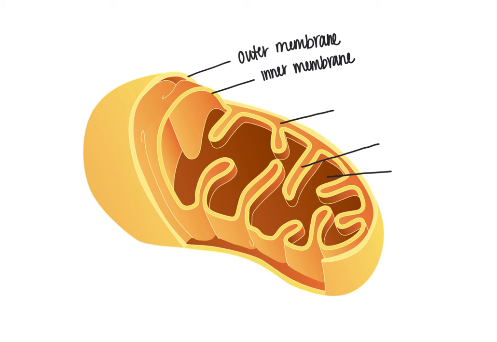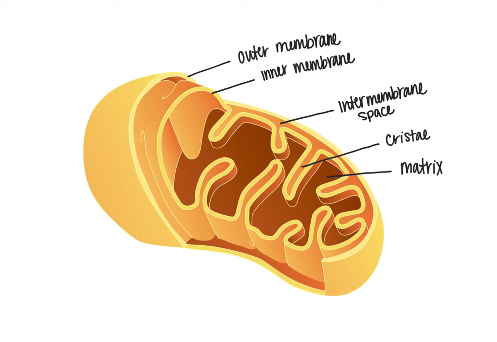Now, the space that is in between the outer membrane and the inner membrane, we call that the inner membrane space. Now, this inner membrane has a bunch of folds in it. We call those folds cristae. Now, the space on the inside of the mitochondria, that space within the inner membrane, we call that the matrix.